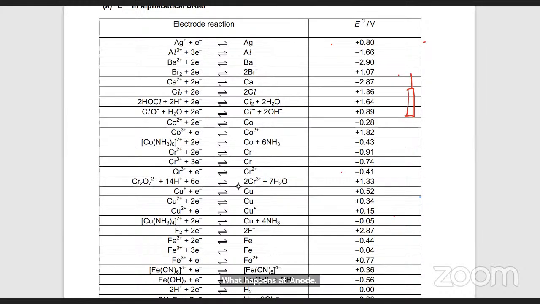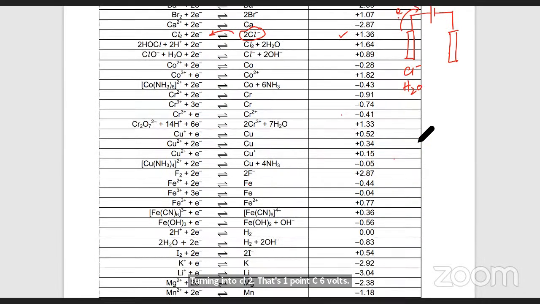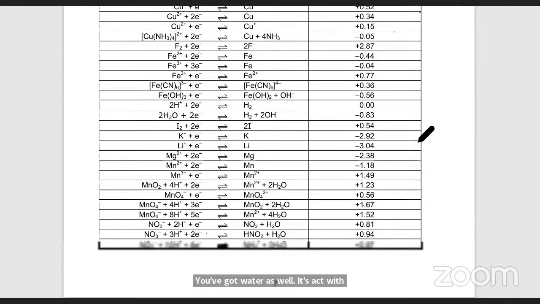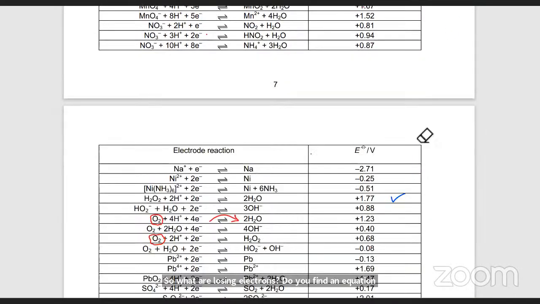Anode is the positive side. Oxidation happens at the anode. So if it's Cl minus one concentrated or aqueous, so there's water and Cl minus one. So somebody would lose electrons. This is the equation of Cl minus one losing electrons, turning into Cl2. That's 1.36 volts. You've got water as well. It's aqueous, right? So water losing electrons. Do you find an equation for water losing electrons? I think it's over here.